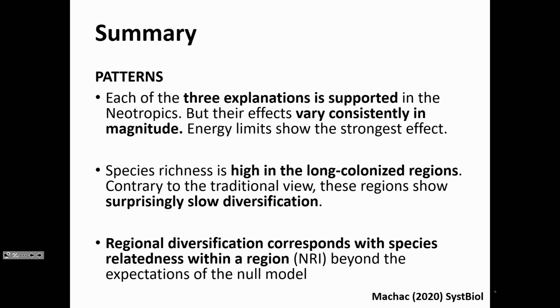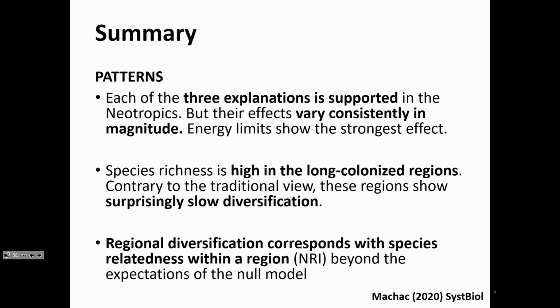We saw that each of the three explanations is supported in the neotropics, but their effects vary consistently in magnitude, with energy limits showing the strongest effect. The energy limits are the most important ones. The species richness is high in the long colonized regions, in the tropics and in the lowlands, but contrary to the traditional view, these long colonized species-rich regions show surprisingly slow diversification. And the diversification also seems to correspond with species relatedness or community phylogenetic structure beyond the expectations of the null model. Now that we have summarized the patterns in the data, perhaps we can speculate about a process.